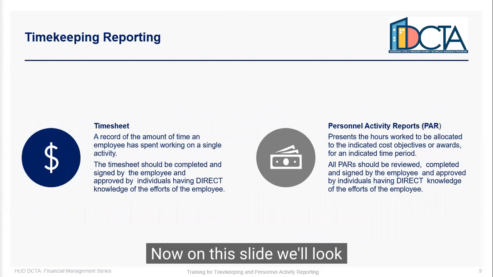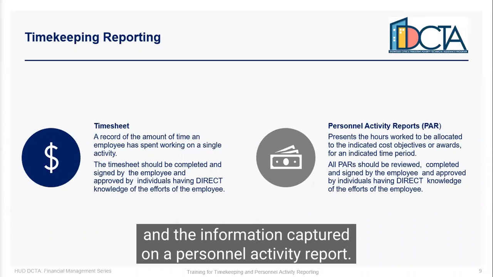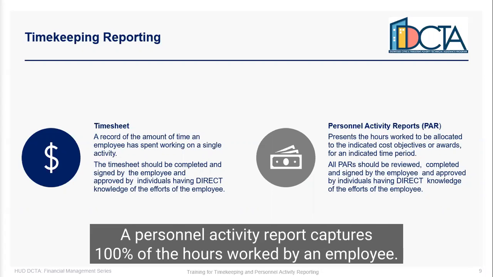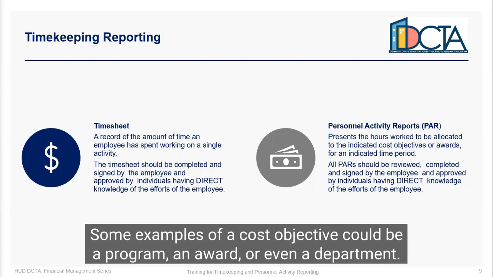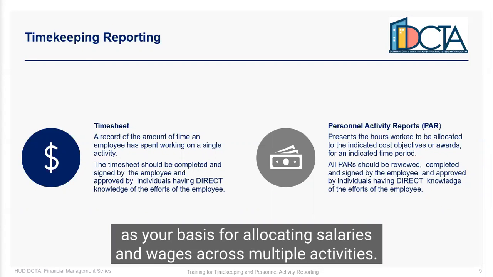Now on this slide, we'll look at the information that's captured on a timesheet and the information captured on a personnel activity report. The timesheet records the amount of time an employee spends on a single activity. A personnel activity report captures 100% of the hours worked by an employee. It also captures the hours worked by cost objective. Some examples of a cost objective could be a program, an award, or even a department. The personnel activity report will serve as your basis for allocating salaries and wages across multiple activities.